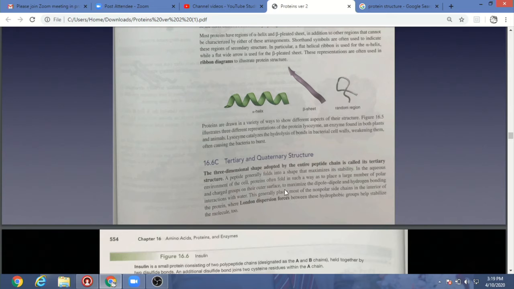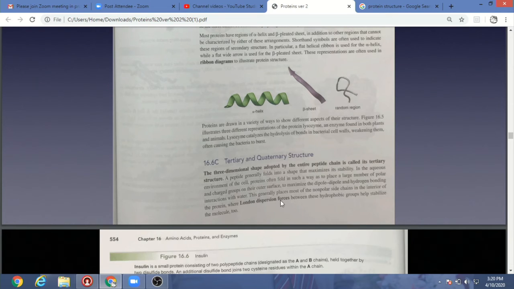And so in the body, when proteins are in water, in solution, they're going to arrange themselves in such a way that a lot of those polar groups, like hydroxyl groups or NH groups, are on the perimeter so that they can be dissolved in water pretty well. And that generally places most of the non-polar side chains in the interior of the protein, where London dispersion forces between these hydrophobic groups help stabilize the molecule too.